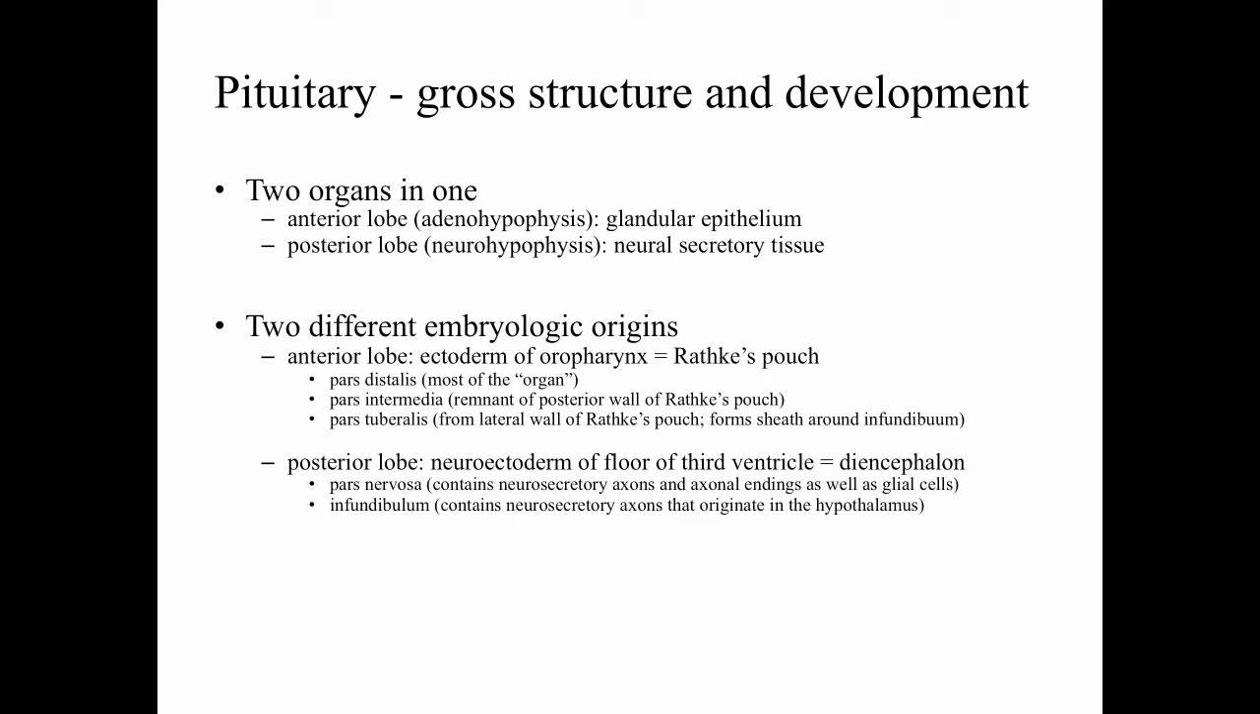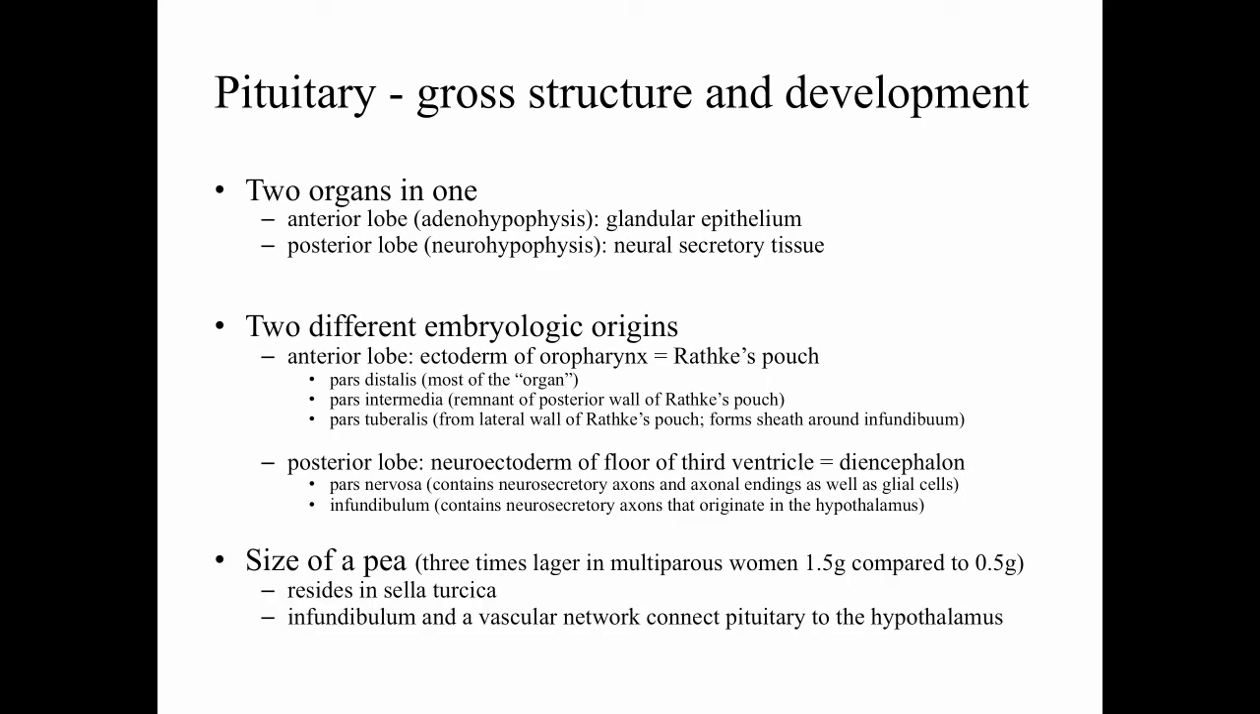The posterior pituitary consists of the pars nervosa, which contains neurosecretory axons and axonal endings, as well as glial cells, and then the infundibulum contains neurosecretory axons that originate in the hypothalamus. The pituitary is a relatively small organ, maybe about a half a gram. It's considerably larger in women that have had two or more children. It resides in the sella turcica. The infundibulum and a vascular network connect the pituitary to the hypothalamus, and we'll show that in a few minutes.